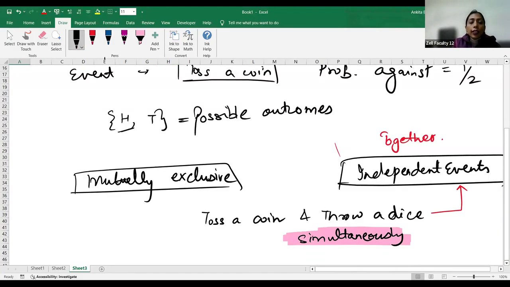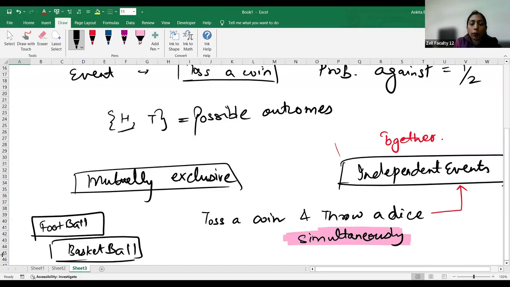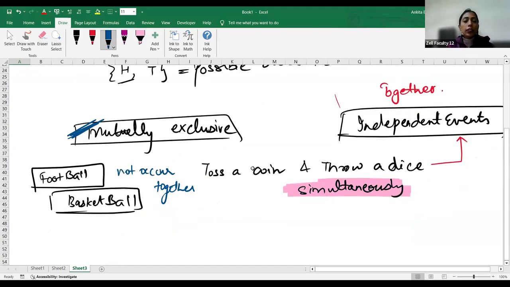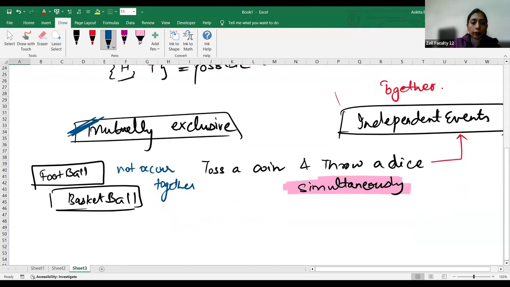Okay. Now I have an event where I can play football. I have another event where I also like to play basketball. So I like playing football also and I like playing basketball also. Can I play both games together? No. Because they cannot occur together, these kind of events are known as mutually exclusive events. Okay. So ones which can occur together are independent, which cannot occur together are mutually exclusive.